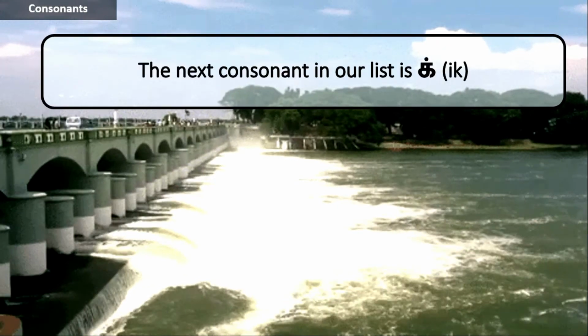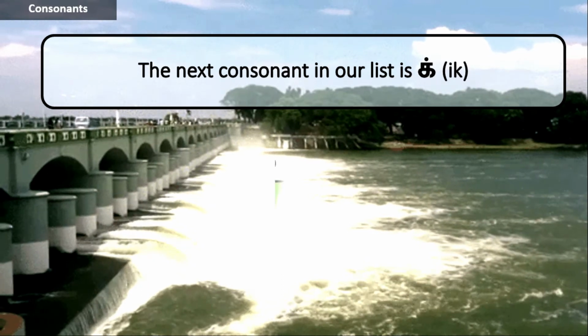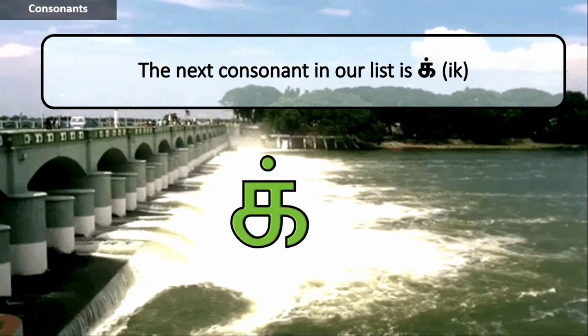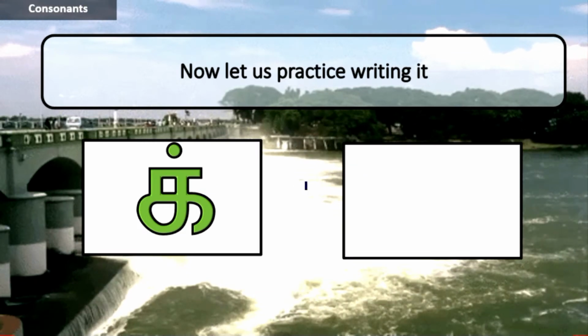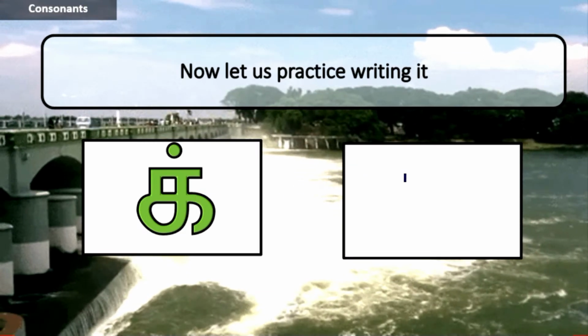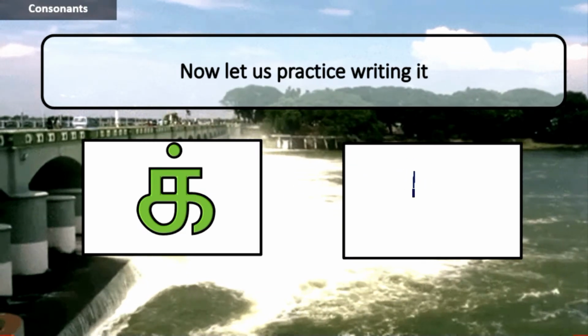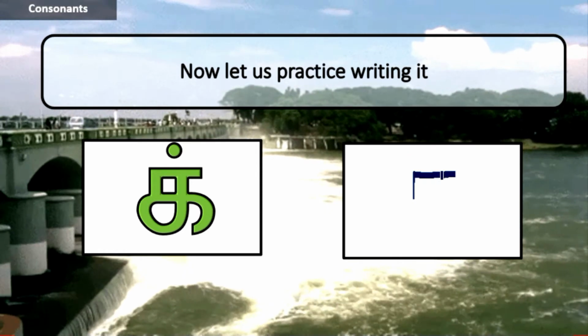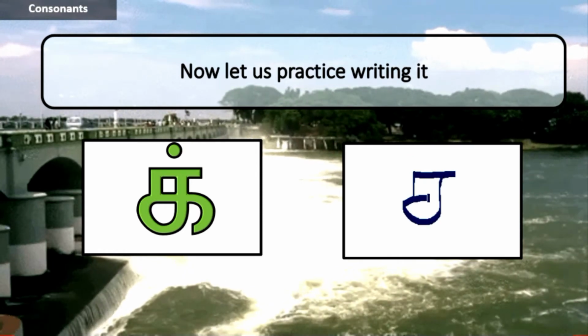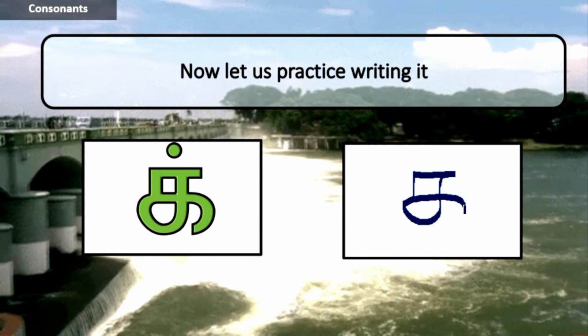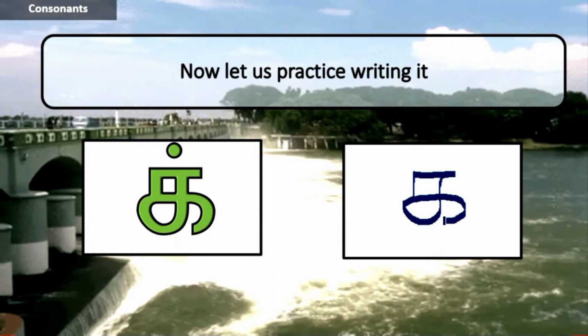The next consonant in our list is ik. Now let us practice writing ik. Let us first draw sa. The tip is bent to touch the second vertical line. This gives us ik.